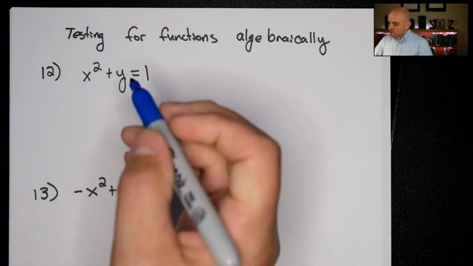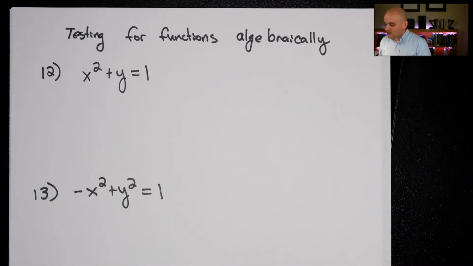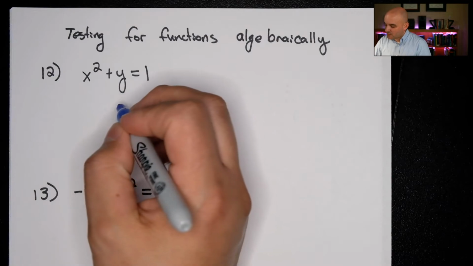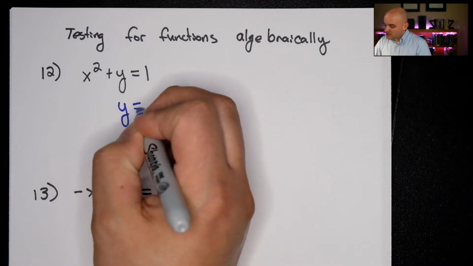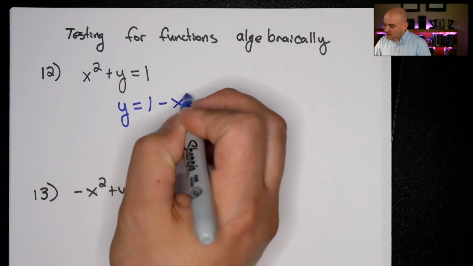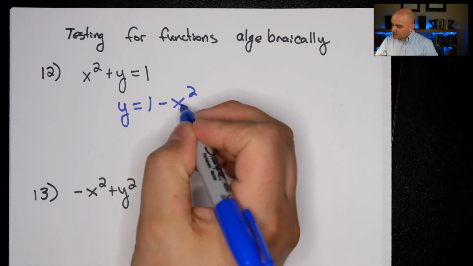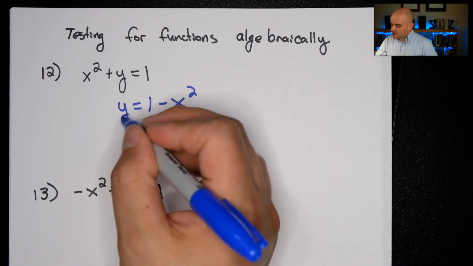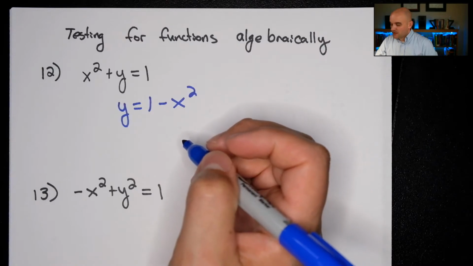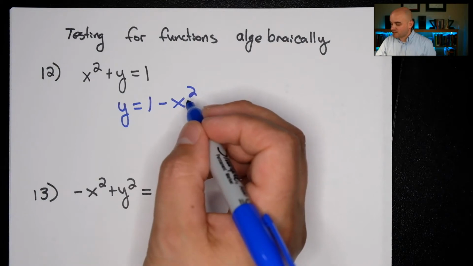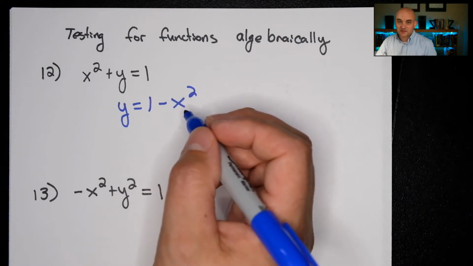And so for this first one right here, what I want to do is get y by itself. So I'm going to subtract x squared from both sides, and I get y is equal to 1 minus x squared. Now, let's take a look at this problem. So the question here is, can I put a value in for x that would give me two different y values? And the answer is no. It doesn't matter what I put in for x, I'm going to square it, it's going to be a unique number, and when I say 1 minus it, it's going to be a unique number.